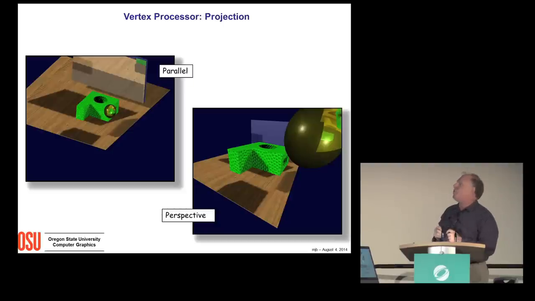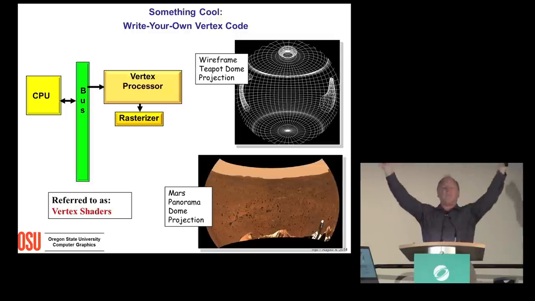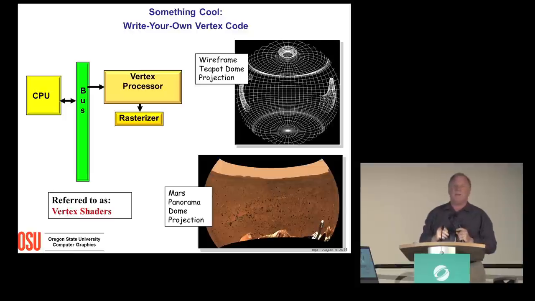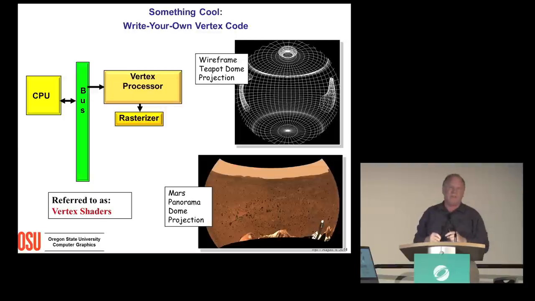And what's cool is you can write your own vertex code and put that in the vertex processor, which means you can do nonlinear stuff. This is part of a dome projection, doing computer graphics on the surface of a planetarium dome. Well, it's a big fisheye lens to get things out to the planetarium dome, which is a distortion. So what you do is you program the inverse of the distortion in your vertex processor. So teapots come out looking like this, but when they get projected through the fisheye lens, they look correct. This is a lot of fun.